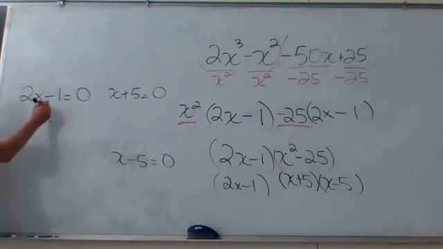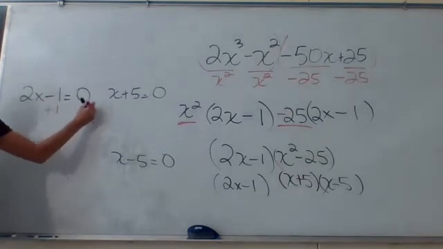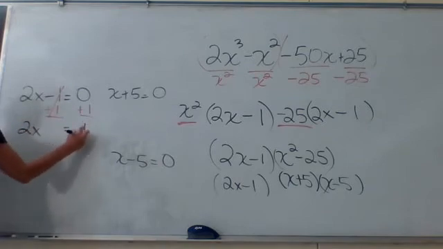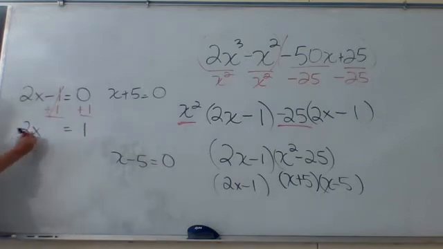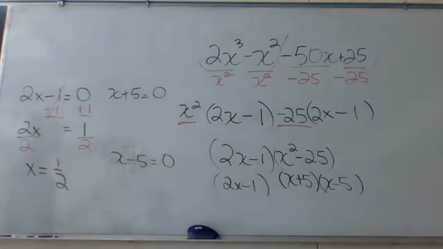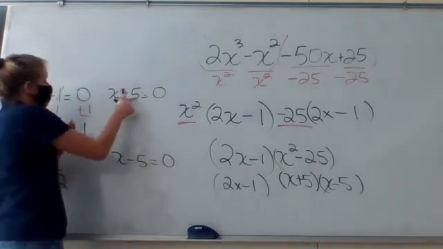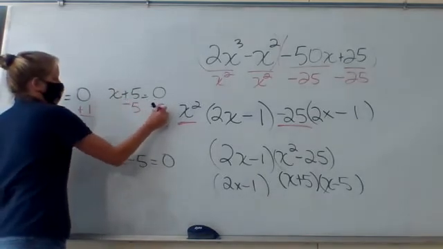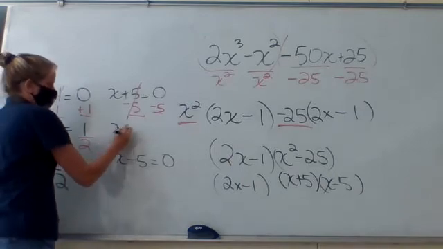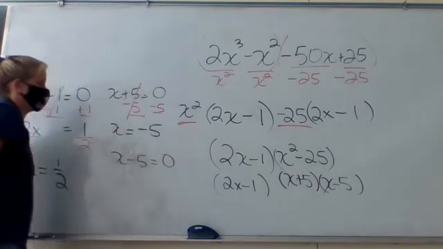Solving this one, I need to get rid of minus 1, so I will plus 1. So 2x equals 1. Still got to work on it, right? I still have a number with the x, so I'll divide it by 2 to get x equals 1/2. So there's one of the zeros. Here, subtract the 5. Get rid of the plus 5, so x equals negative 5.